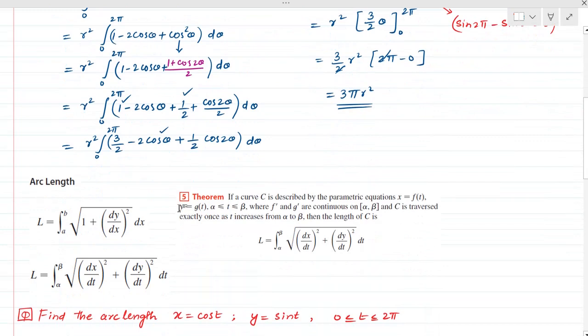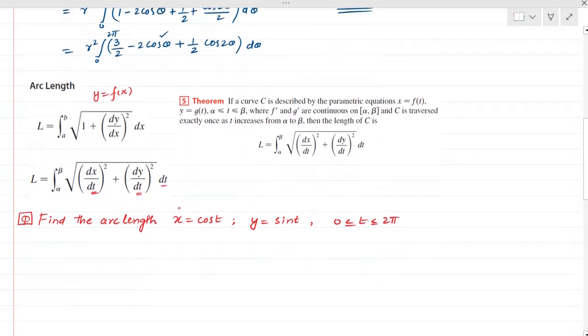Now the next one, arc length. How will you find the arc length? This is the arc length for the function y equal f of x. Now if it is a parametric function, there is a third variable, and we have to include d theta dt. So this is the formula we are going to use.